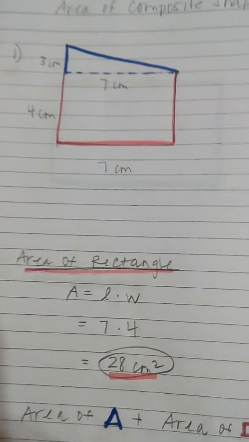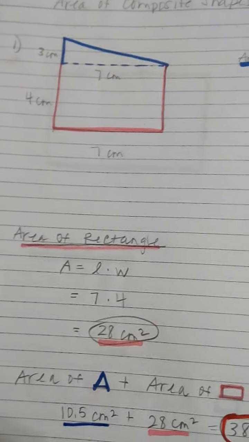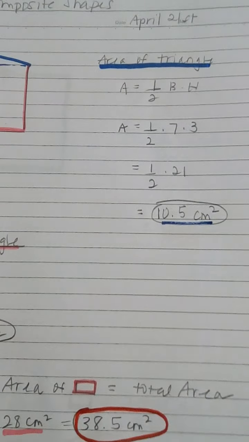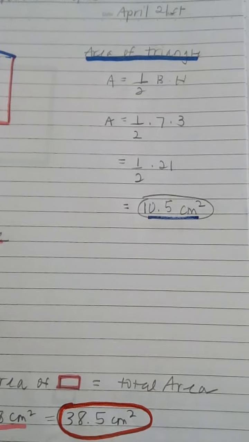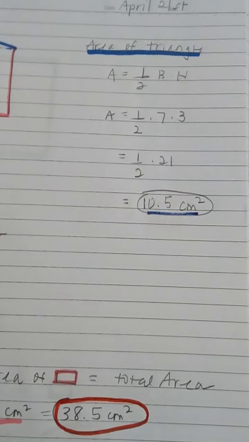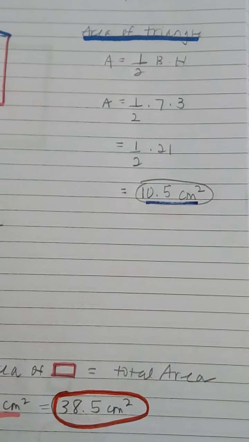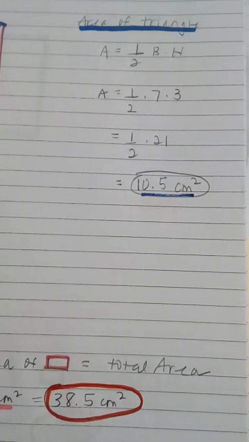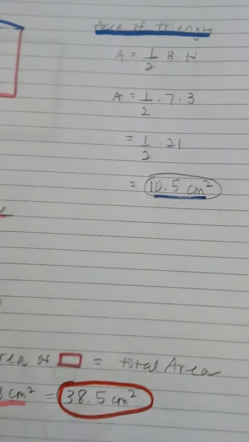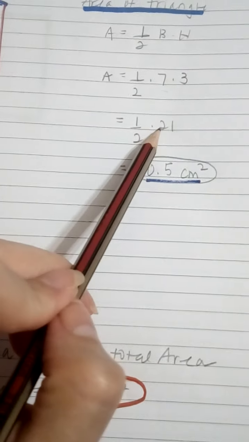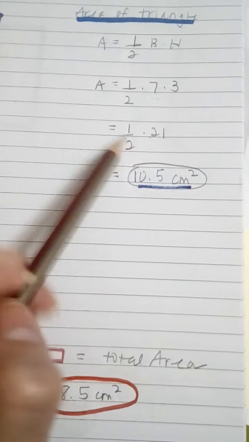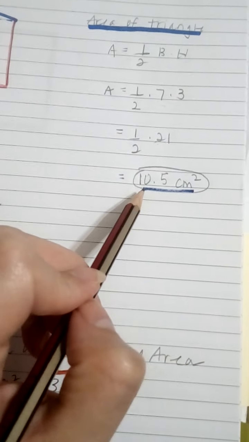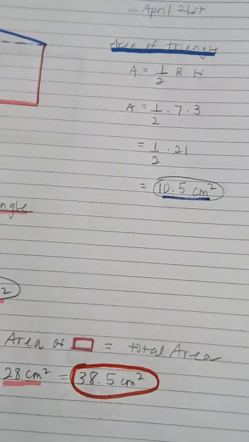Now that we have all our dimensions, we can figure out the total area. So first, let's go ahead and figure out the area of the triangle by using the formula 1/2 base times height. Here, let's do 1/2 times our base of 7 times our height of 3. Well, what is 7 times 3? 21. And what is 21 times half? Here we get 10.5 centimeters squared for the area of our triangle.